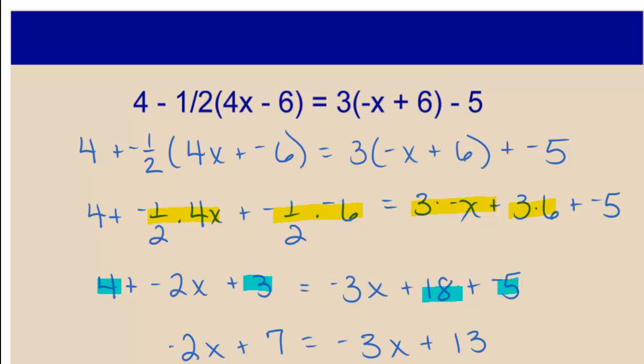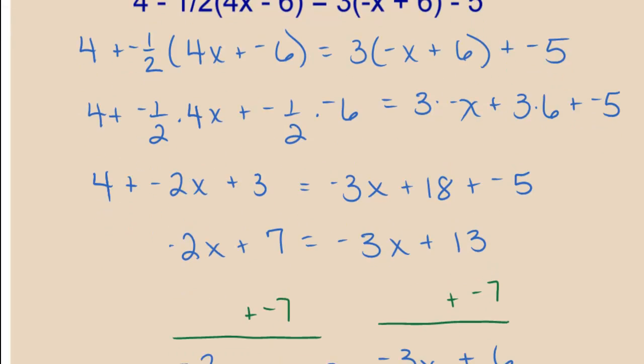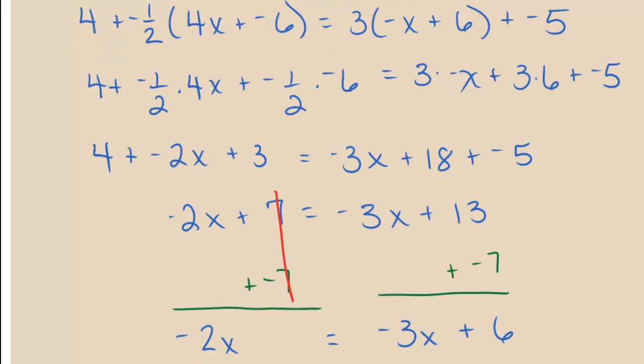So now I want to get rid of the 7 on the left-hand side, so I'm going to add the opposite of 7, which is -7, to both sides, and that cancels out my 7's on the left, so I'm left with just variables, and I simplify the right to get 6. So I'm left with -2x equals -3x plus 6.